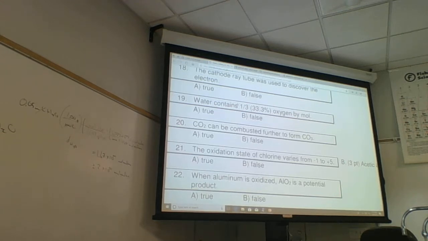Did you know you can burn carbon monoxide? Carbon monoxide can be burned to form carbon dioxide. How about carbon dioxide? Can we burn carbon dioxide to form carbon trioxide? No, but why not?